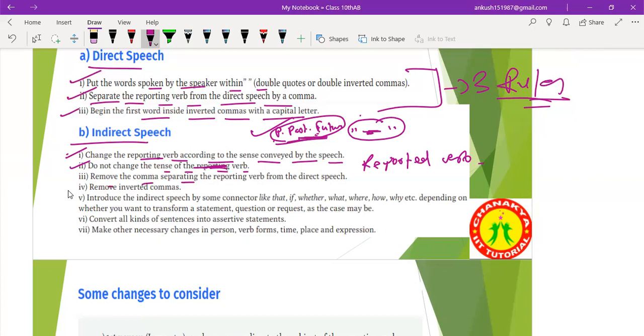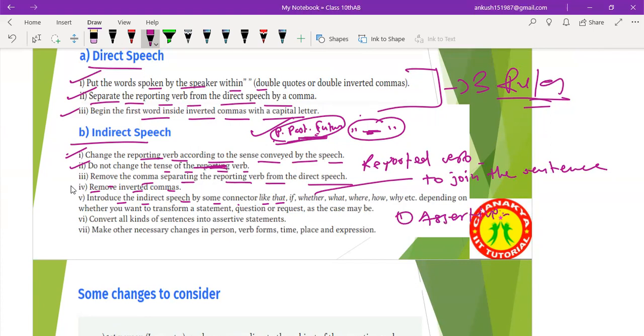Remove the comma separating the reporting verb from the direct speech. Remove inverted commas too. Introduce the indirect speech by some connector like that. Means in simple words, to join the sentence after removing the inverted commas and commas, some conjunction or connector would be used over there. So I would tell you here, for an assertive sentence we use that as a connector.